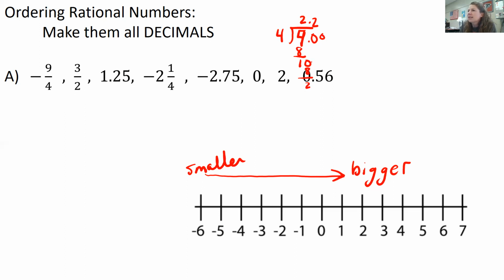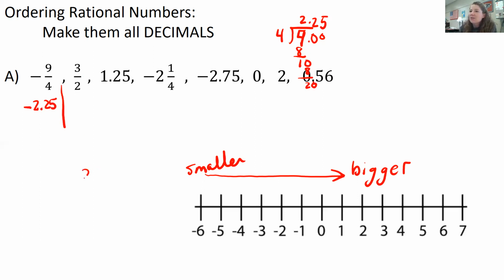No, wait, this isn't right. I'm sorry. Yes, it is. I don't know what I was thinking. I'm sorry. All right. So anyway, 9/4 is equal to negative 2.25. Okay. So we're going to write them out as decimals.